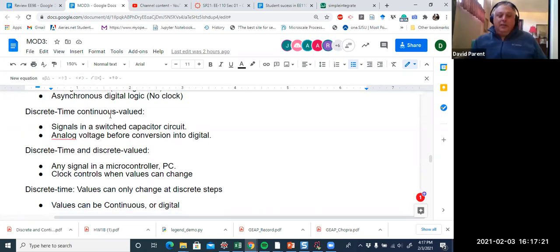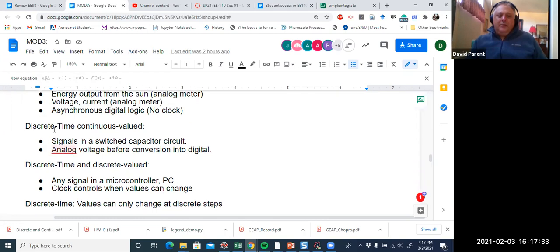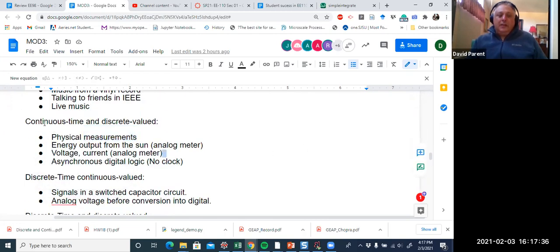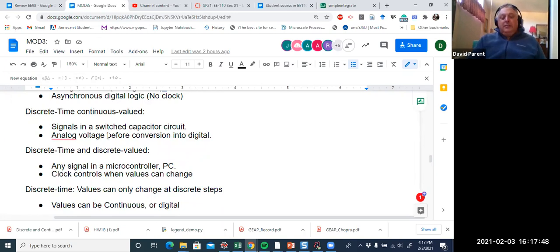Discrete time and continuous valued. Another thing would be the switch capacitor circuit, which if you're interested in, essentially you can kind of program an analog circuit like an op amp and change the gain on the fly.